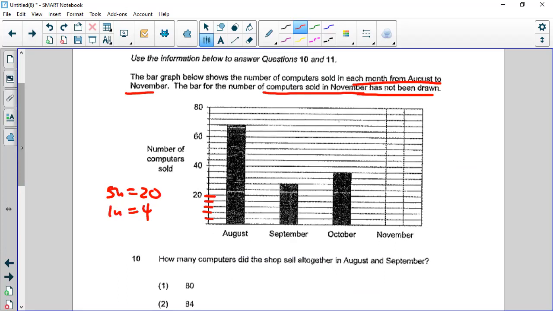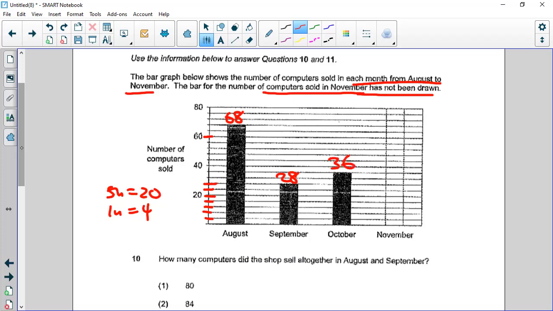August has how many? August has 60. Is that 60? 60, 64, 68. Right? 68. Then September is how many? 20, 24, 28. Make sure you count the gaps correctly and put the numbers correctly. October is 28, then continue, plus 4 will be 32 and 36.